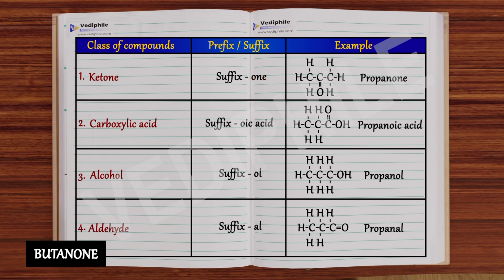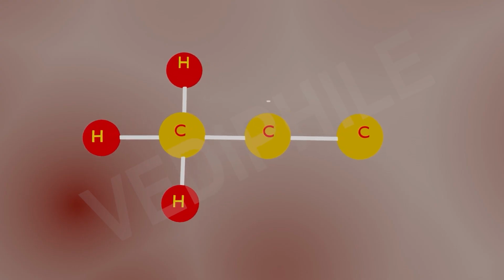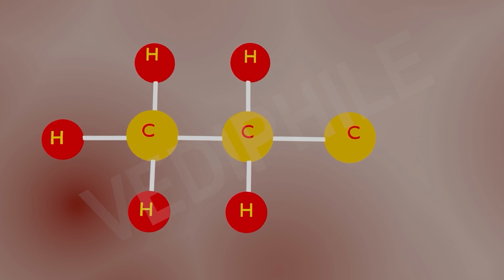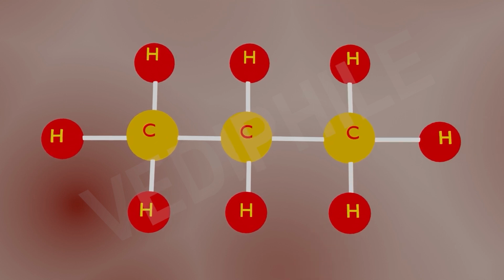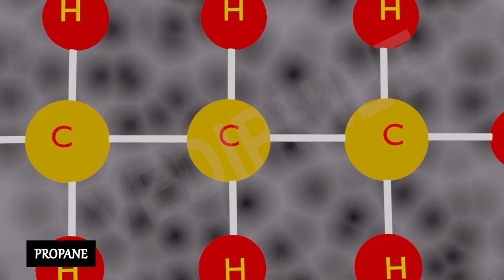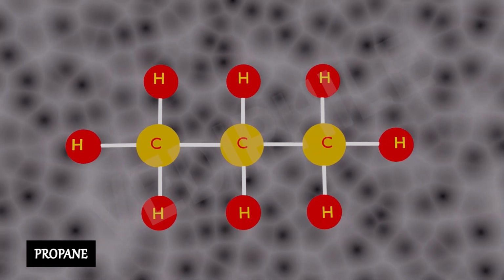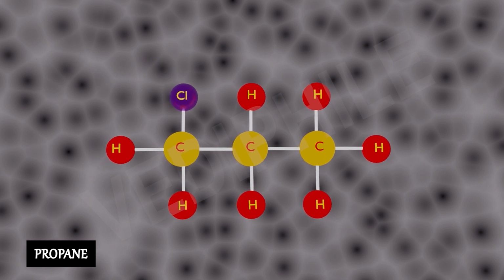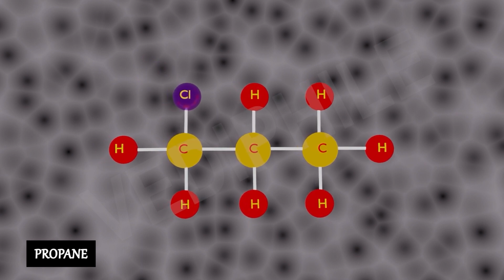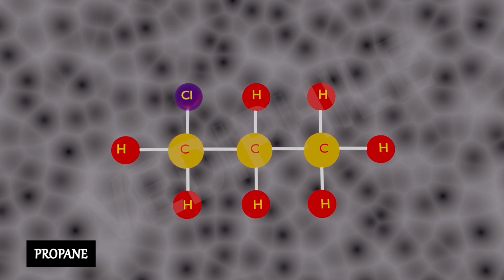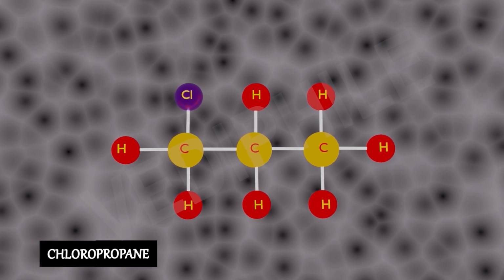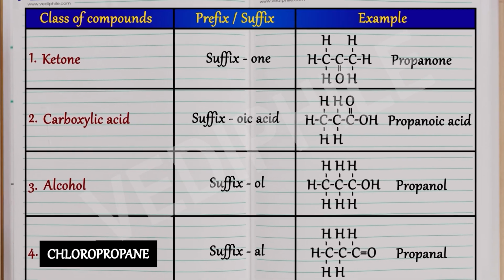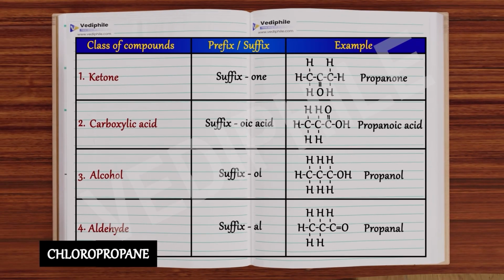But sometimes the functional group is used as prefix. For example, can you see this compound? Yes, this has 3 carbon atoms. So it is propane and the functional group is chloro. So here the functional group chloro is the prefix. So the name is chloro plus propane. So it is chloropropane. E is not removed because the functional group is used as prefix here.